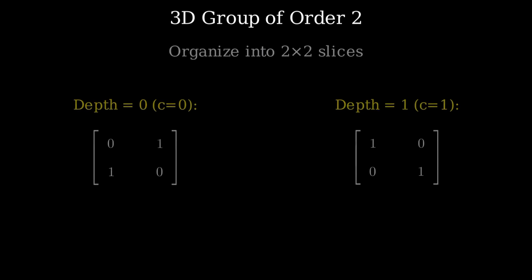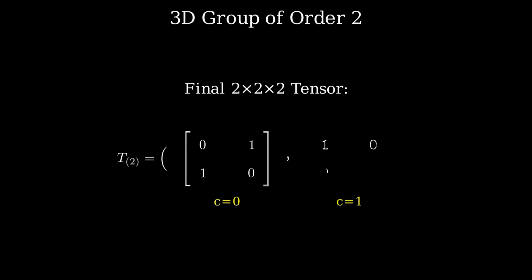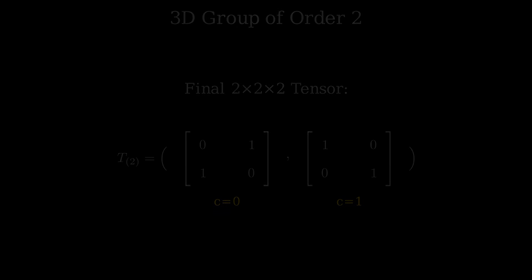So the full 2 by 2 by 2 tensor is two slices. The first slice is the matrix (0, 1, 1, 0), and the second slice is the matrix (1, 0, 0, 1).